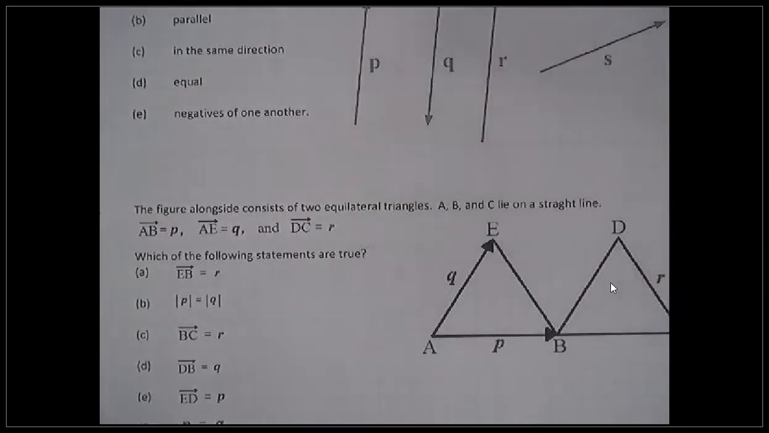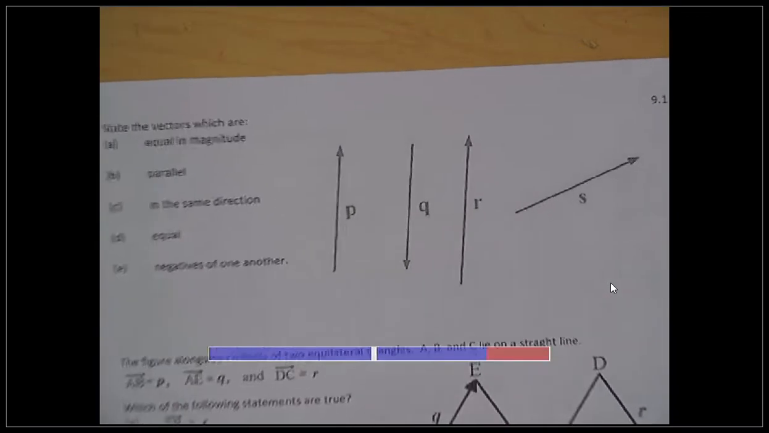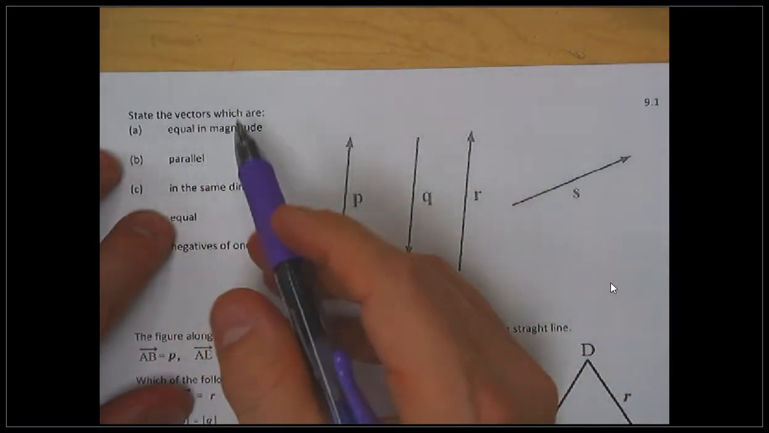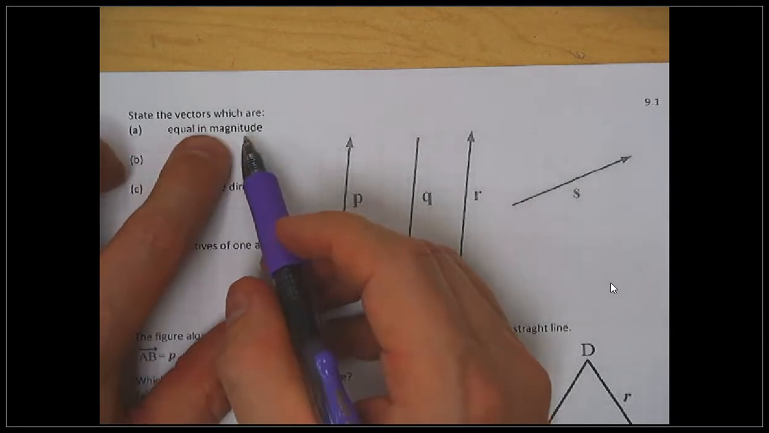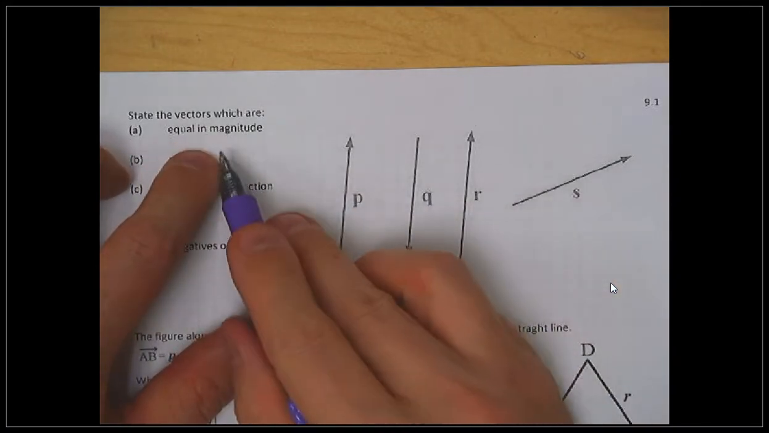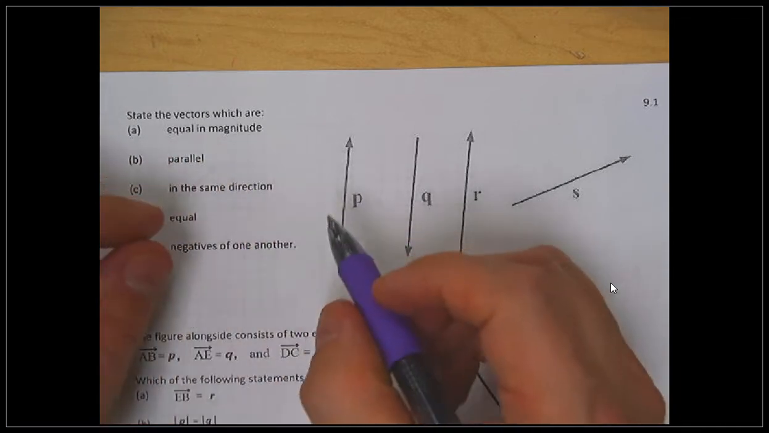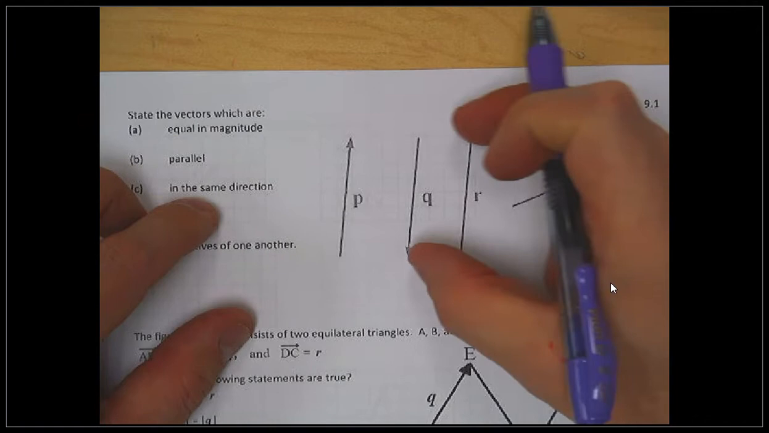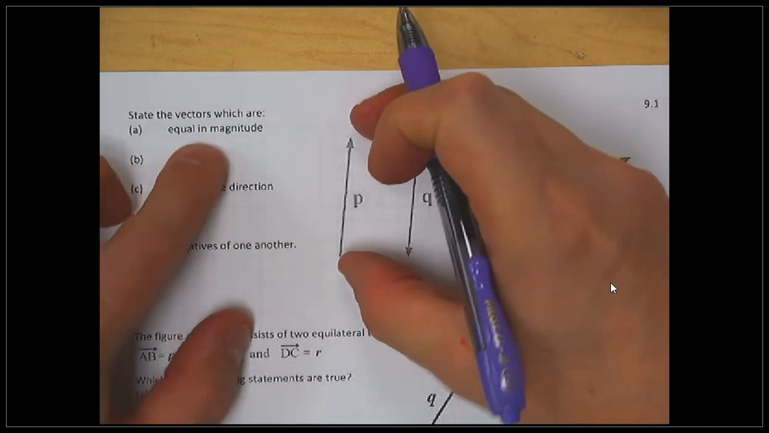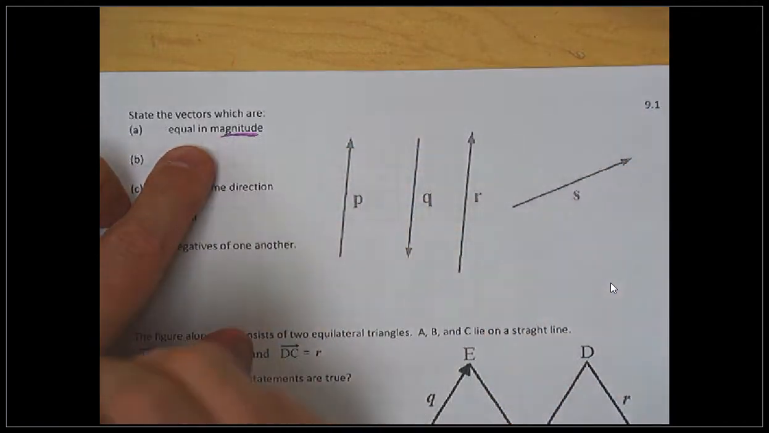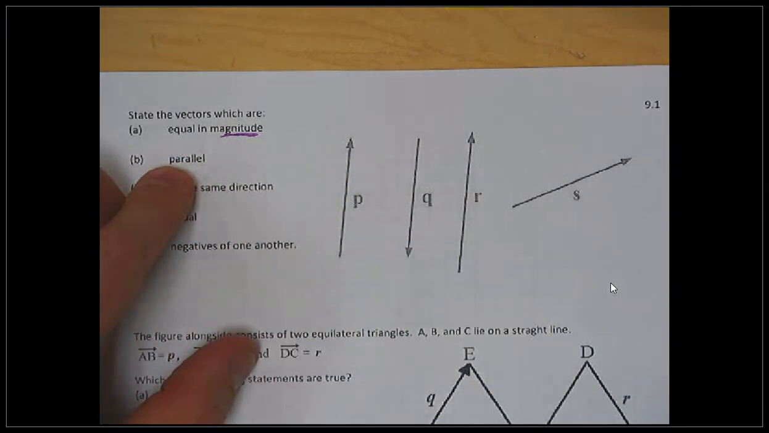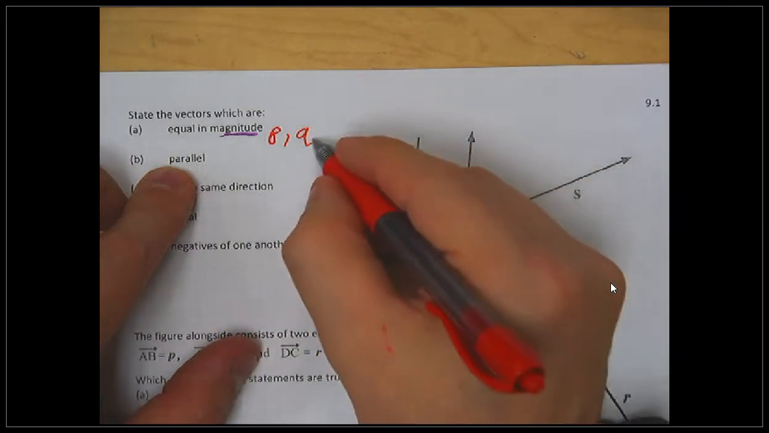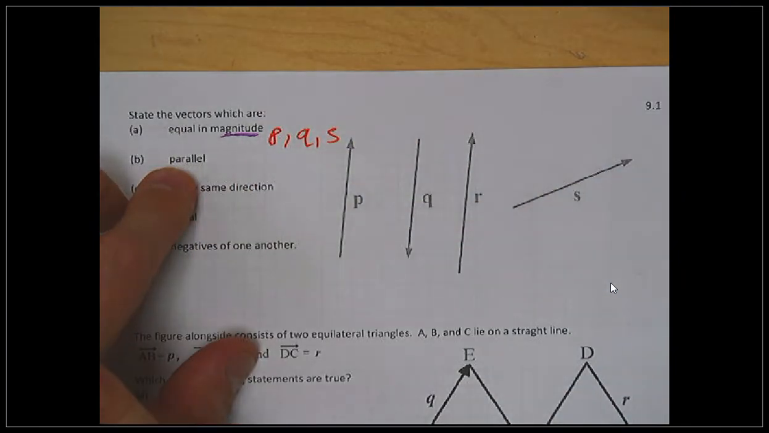So these problems have been taken from an IB textbook. And we see that the first one says, I need to state the vectors which are equal in magnitude. If we're just looking at the magnitude, we're looking at the length. I'm going to argue that this looks the same length as this, which is the same length as this. So if we're just looking at the magnitude, we're ignoring the direction. So vector P and vector Q and vector S all have the same magnitude.